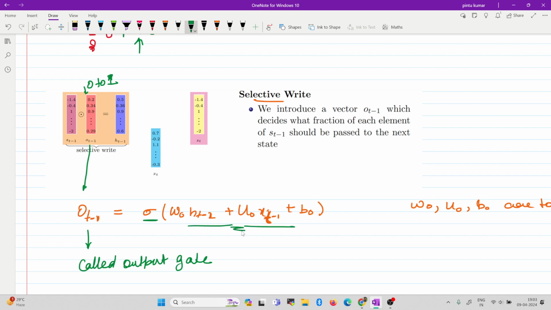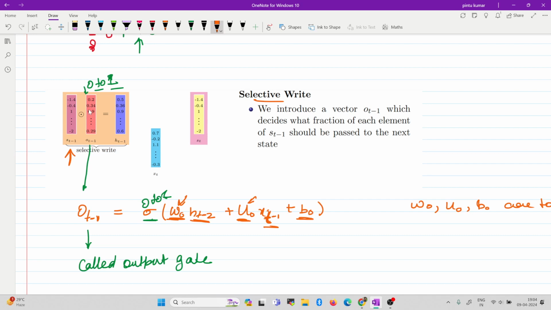It is given by sigmoid of something. Why sigmoid? Because I want my values between 0 and 1. Now, sigmoid of what? It is sigmoid of h_{t-1}, so this should be h_{t-2}, I'm sorry. This is the selective write that you chose at the previous time step, h_{t-2}, multiplied by some matrix W, plus U, a matrix multiplied by the input at that particular layer, x_{t-1}, plus b_o.